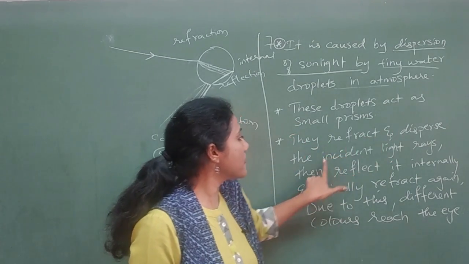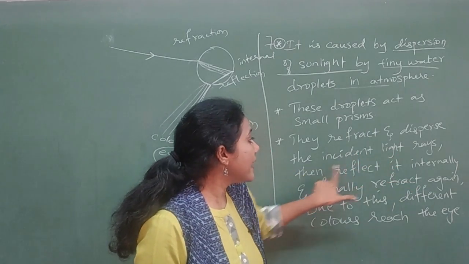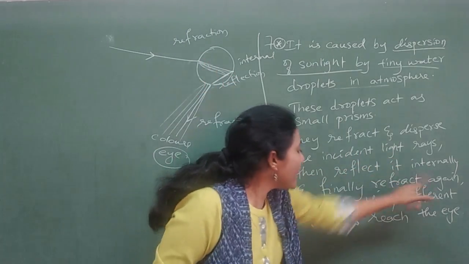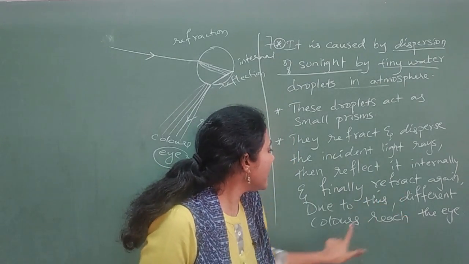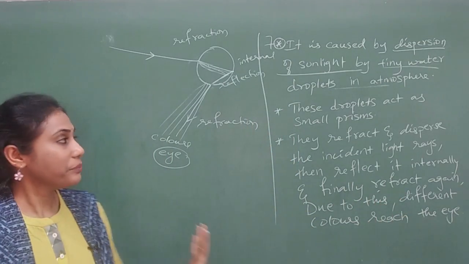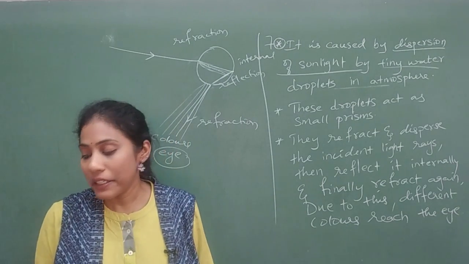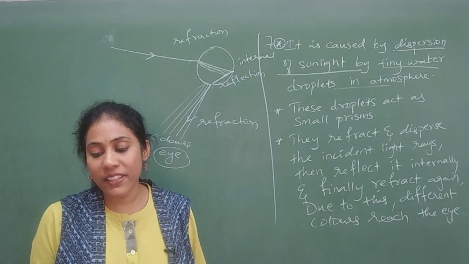They refract and disperse the incident light rays, then reflect it internally, internal refraction happens, and finally refract again. Due to this, different colors reach the eye. So this should be your answer in a proper way. Clear? That is all about the 7th question.